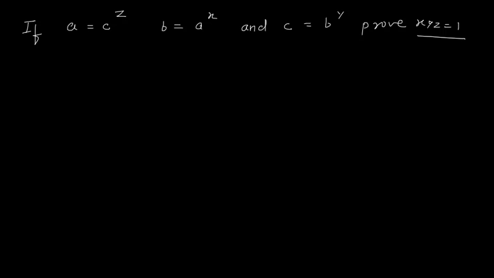So what do we do? a is equal to c power z, and c is equal to b power y, and b is equal to a power x. So what will we do? Confusing, right? No worry. We have to find the value of xyz, and xyz is equal to 1. So how do we get xyz?